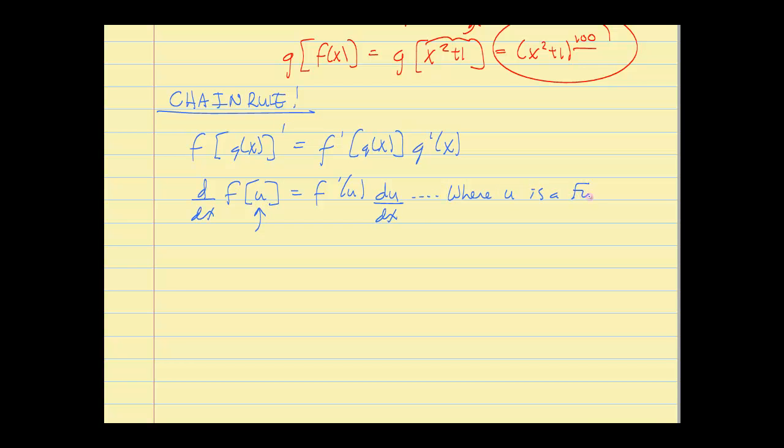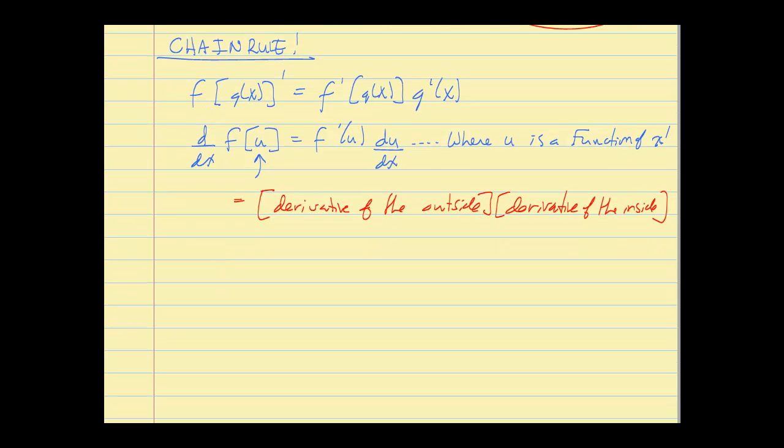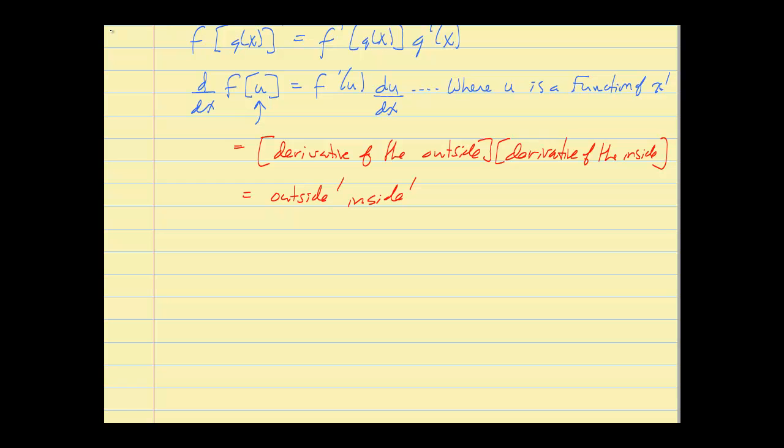Now, the really super easy way to remember the chain rule is the derivative of the outside times the derivative of the inside. That's how the chain rule always works. Pretty nice. So another way you can think about that is outside prime, inside prime.